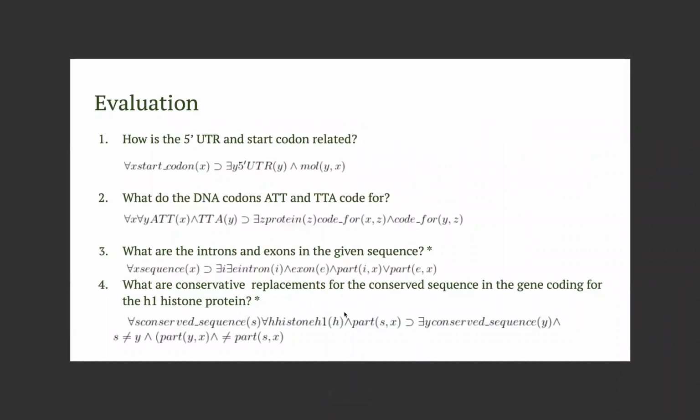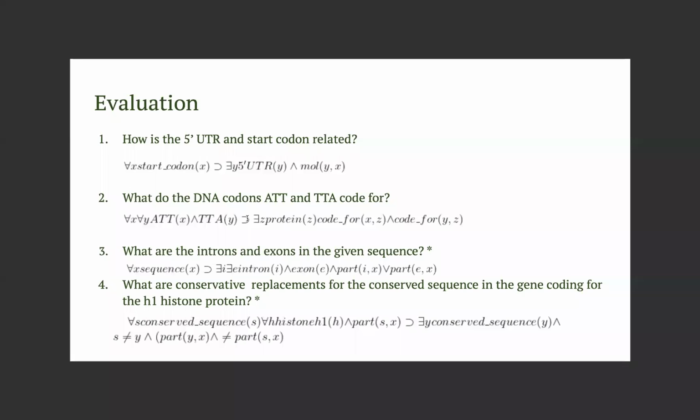Finally, to complete the circle, the same competency questions guiding the design of the ontology will be used to evaluate the performance of the ontology. All of the competency questions here have been rewritten in first-order logic and terms within the signature of our ontology. For instance, for question 1, how are the 5' UTR and start codon related? We have essentially changed it into, for all start codons, does there exist a 5' UTR whereby they are connected by the mole relation?